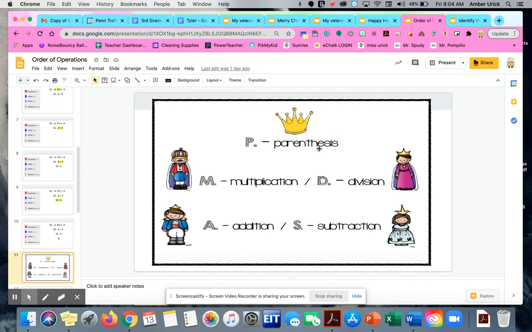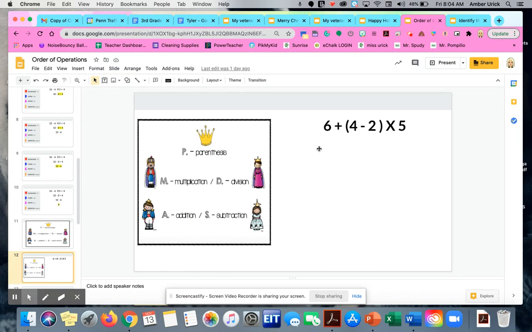So you may see order of operations number sentences with parentheses sometimes. The example that we just did not have them. So I'm going to show you one example that does have parentheses. You ready? Here it is.